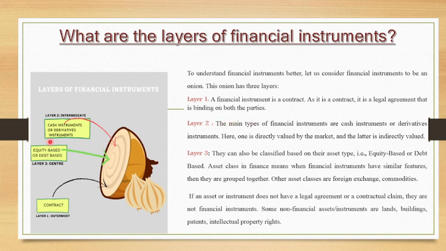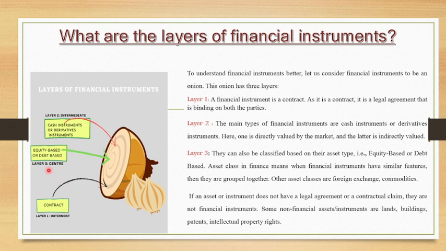Now next come to layer 2, intermediate. It is the intermediate part: cash instruments or derivative instruments. So the main types of financial instruments in layer 2 are cash instruments or derivative instruments, as we already saw in this picture. Here one is directly valued by the market and the latter is indirectly valued.